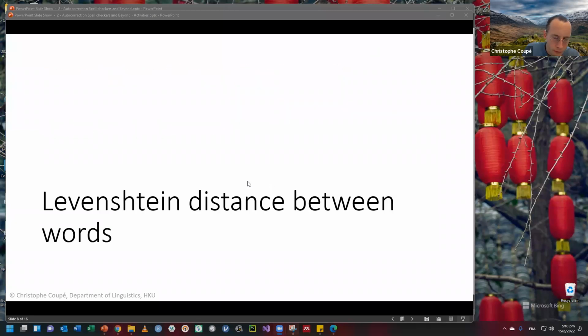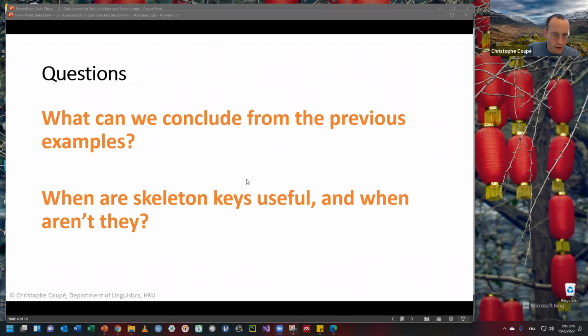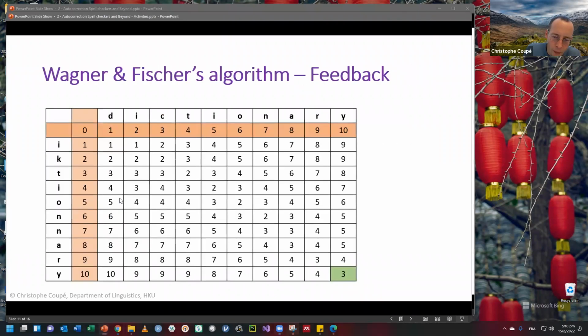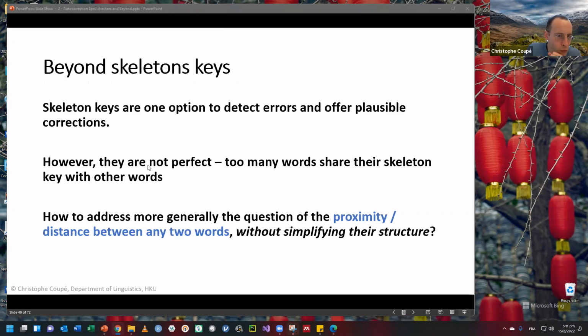Maybe I show you another algorithm. Okay. So we are here. Skeleton keys are one approach. It's interesting, it's quite old, it's not perfect. Actually, what I will show you is the idea is actually older than that, but it's maybe a little bit more interesting. Skeleton keys, they are one option to detect errors and offer plausible correction, but they are not perfect.